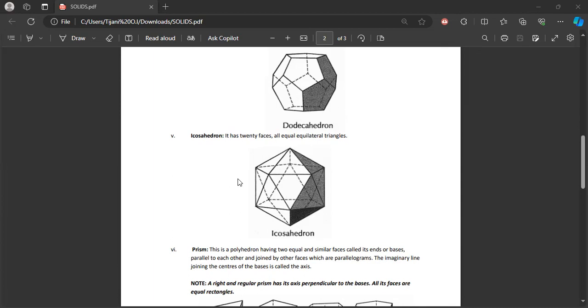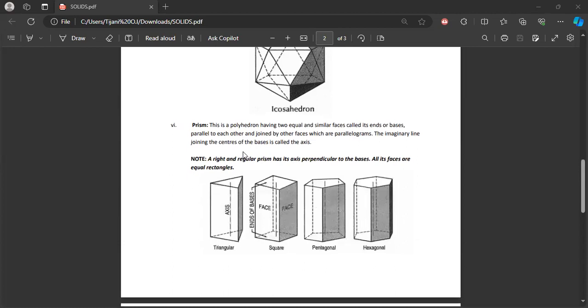That is for icosahedron. And do not forget that it has 20 faces, in which each of the faces is an equilateral triangle. So let's take note of that. So next one we have prisms. A prism is a polyhedron having 2 equal and similar faces that are called ends or bases, and they are parallel to each other, and the other faces are parallelograms.